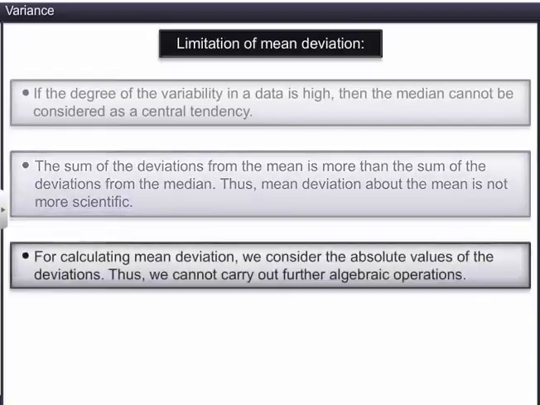For calculating mean deviation, we consider the absolute values of the deviations. Thus, we cannot carry out further algebraic operations. Therefore, mean deviation about the mean or median is not sufficient to measure the dispersion. So we need to extend the measure of dispersion to an appropriate measure of dispersion. Variance is such a measure of dispersion.